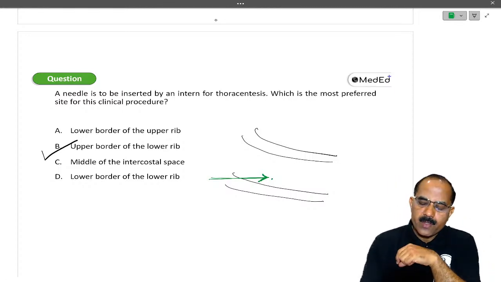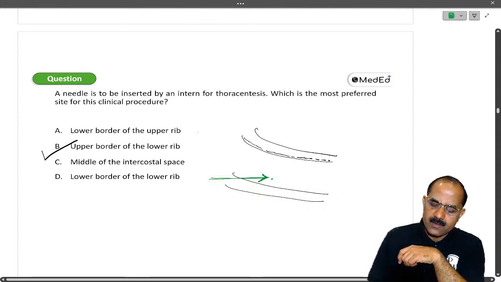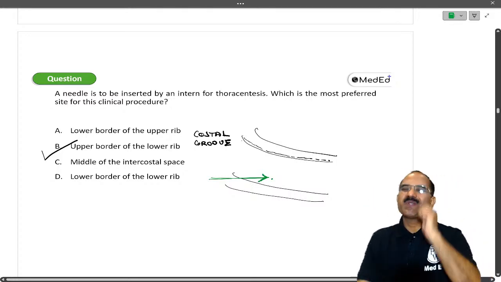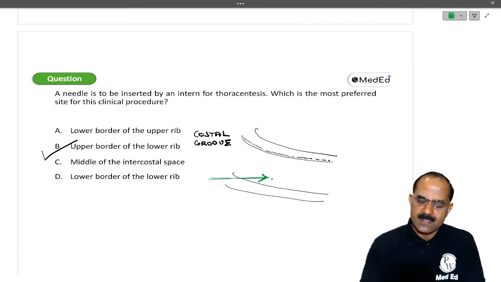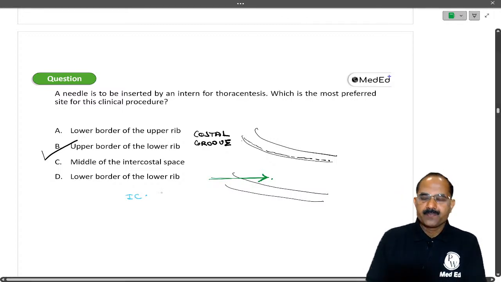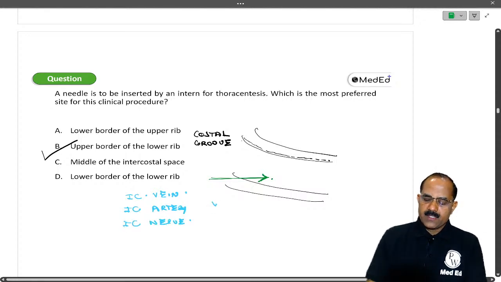Why? Because lower border पे there's something here. Lower border of the rib पे what is here? Costal groove. यहाँ पे होता है costal groove. And ये costal groove में structures होते हैं. बच्चों, how are the structures arranged in the costal groove? Any guesses? That's the intercostal vein, intercostal artery, and intercostal nerve. Sequence क्या है? Van. Sequence is van.